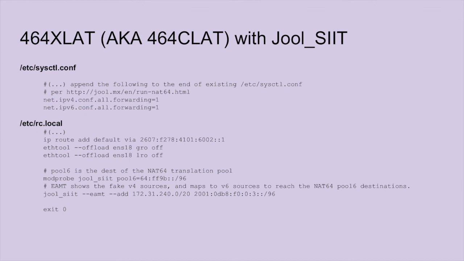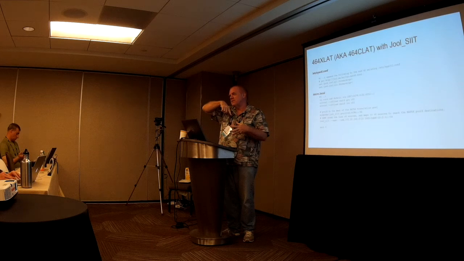Then that's the invocation for modprobe. You just give it the pool, which is the prefix. And then you give it another prefix. This is a prefix we have not heretofore used for anything. And what that is, the bump in the wire gets the v4 packet, and it has to make it up into a v6 packet to ship it off to 64:FF9B. So it needs a source address.